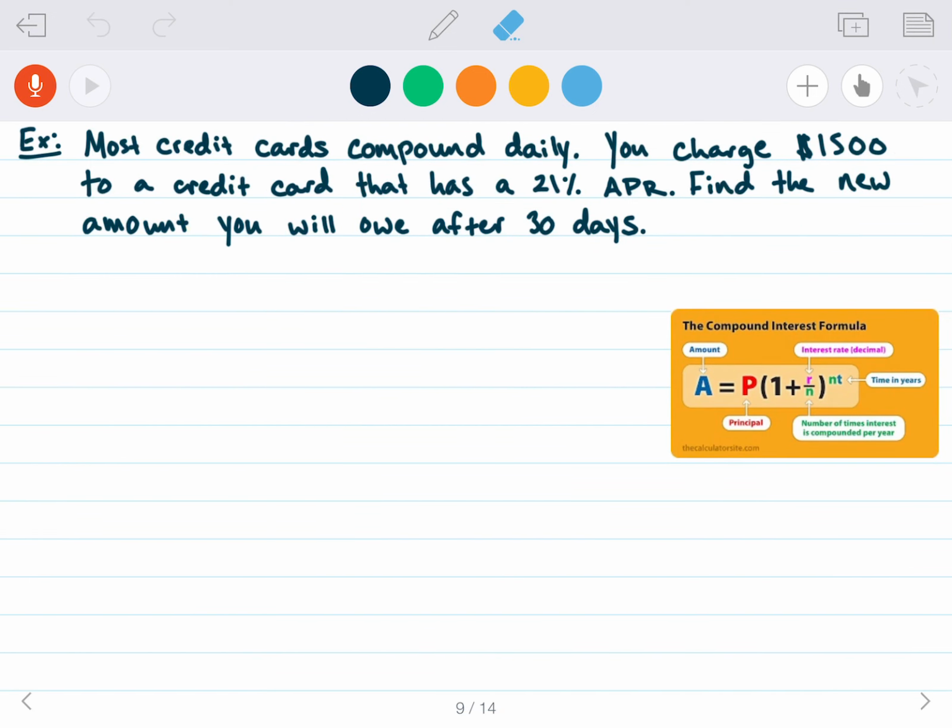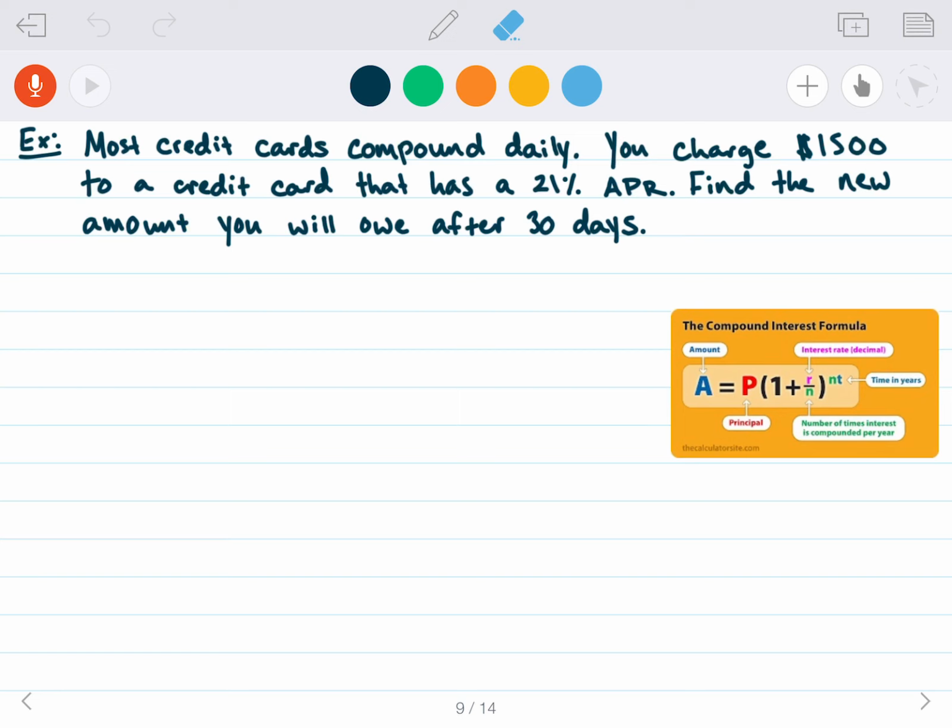All right, let's do an example with credit cards. Credit cards usually have crazy APRs, interest rates. They're usually really high. Sometimes credit cards will have specials where it's like 0% interest for a year or something, which is really awesome. But then you keep that credit card, and after a year is up, the interest goes up to like 22% or something crazy like that. So be careful about that. Just a little side note.